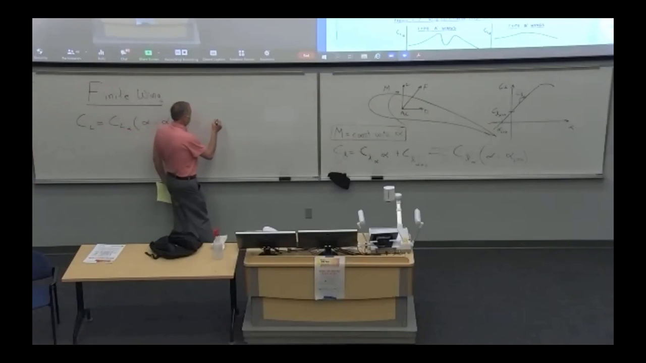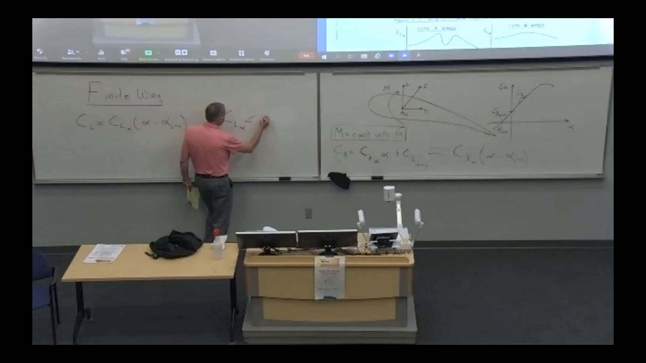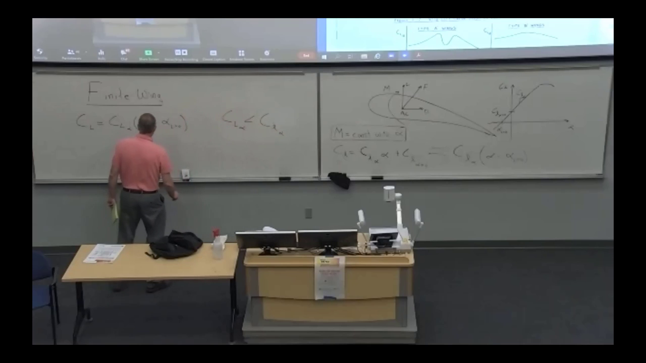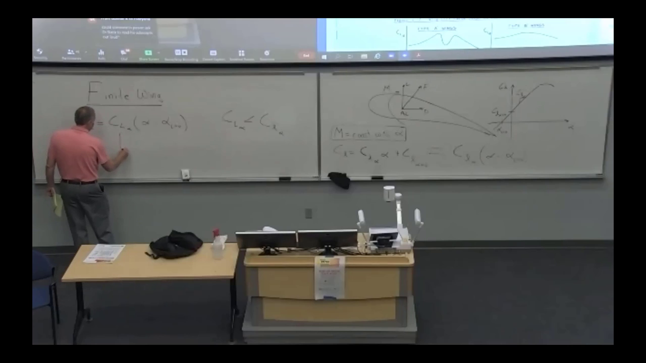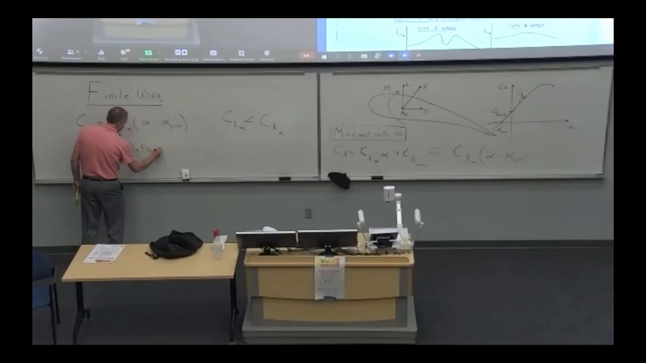So finite wing CL alpha is always going to be less than infinite wing lift curve slope. But the intercept tends to be pretty much the same unless we start twisting the wing. But this is what we use, that big formula, and I'll refer to that as the big formula.